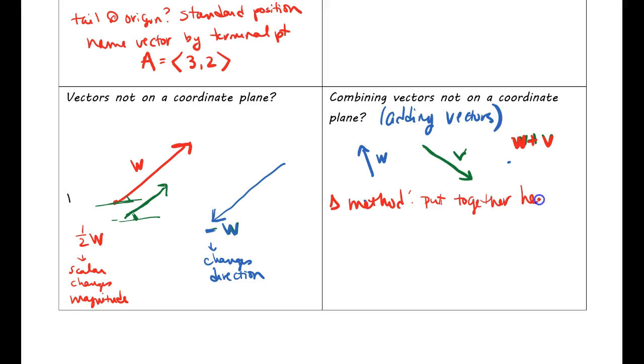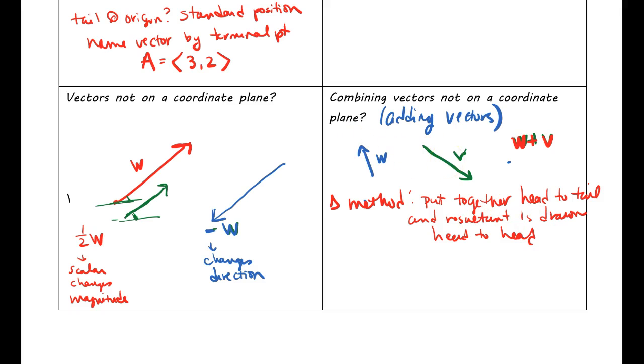Put together head to tail, and the resultant is drawn head to head. So this is the rule. Put together head to tail, then the resultant is drawn head to head. Now the resultant, guys, is fancy talk for the answer, okay? The resultant is the resulting vector once these two vectors get together.